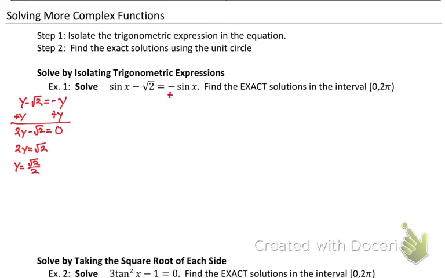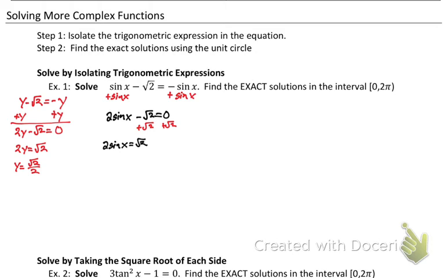So the first thing you're going to do is add sine x to both sides. Sine x plus sine x equals 2 sine x's, minus square root of 2 equals 0. I'm still trying to get sine x all by itself, so I'm going to add square root of 2 to both sides, and I'm going to divide by 2. So we're doing all the same steps. So I have plus square root of 2, plus square root of 2. That's going to give me 2 sine x equals square root of 2.